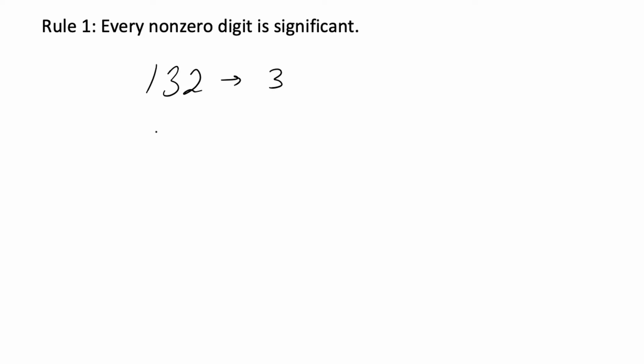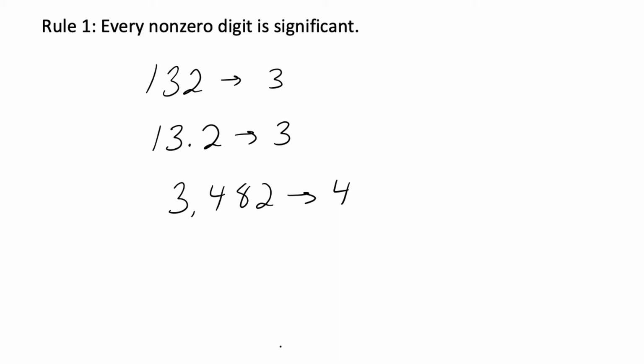If we have 13.2, we still have three significant figures because we have three numbers that are non-zeros. And it doesn't matter how many, we can have 3,482. In this case, we have four significant figures.